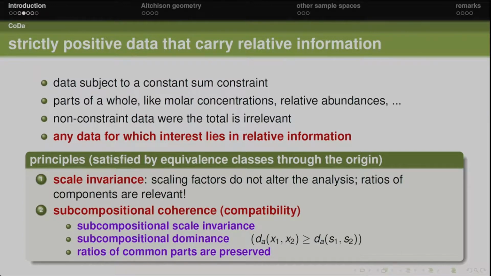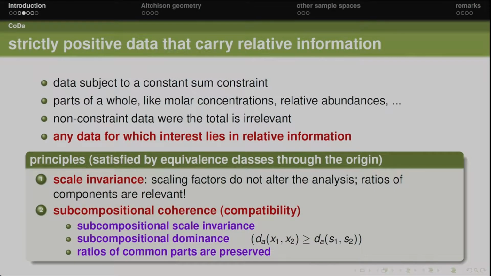And the principles that underlie our approach here are scale invariance, so scaling factors do not alter the results or the analysis, and subcompositional coherence. And this is important. What is a subcomposition? A subcomposition is simply, in practice, taking only some parts, some components of the vector, and taking a representative of that. You can reclose it to use the same representation. And then require that the analysis is coherent.